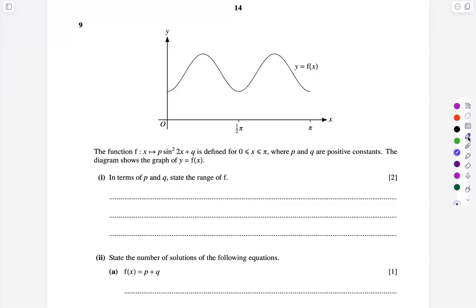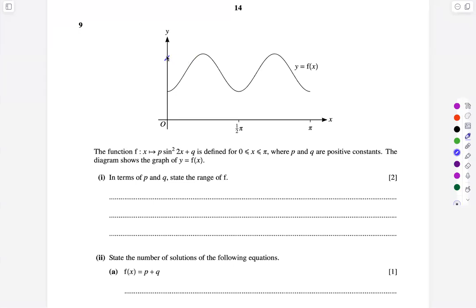In question 9, the function f of x is p sine squared 2x plus q, where p and q are positive constants. The diagram shows the graph of y equals f of x. In terms of p and q, we have to state the range of f. Now, the range of f is basically the minimum value and the maximum value.